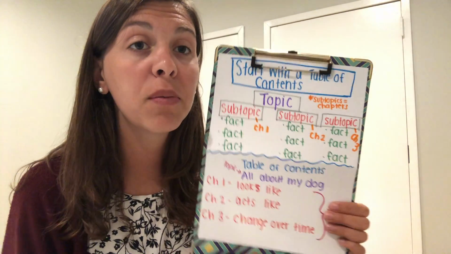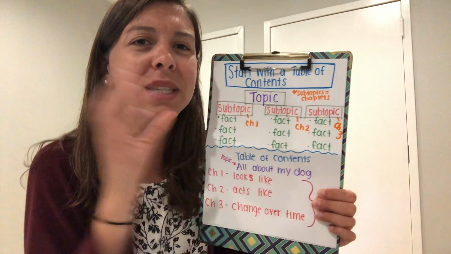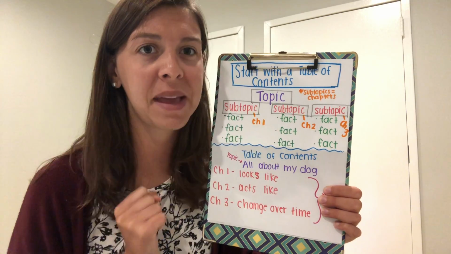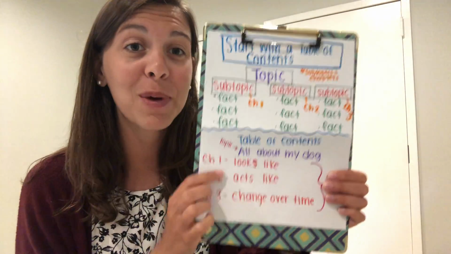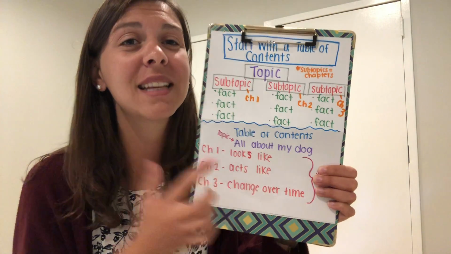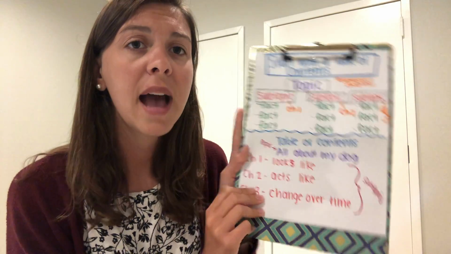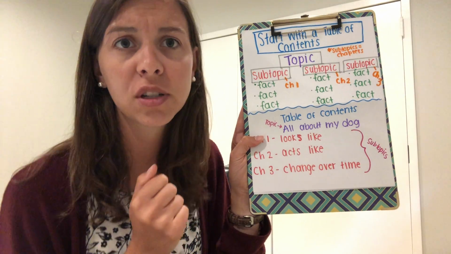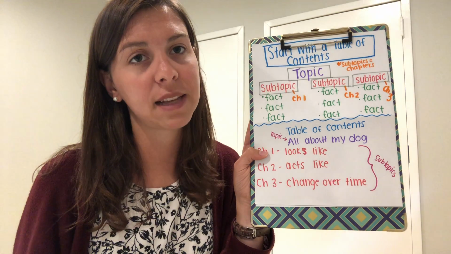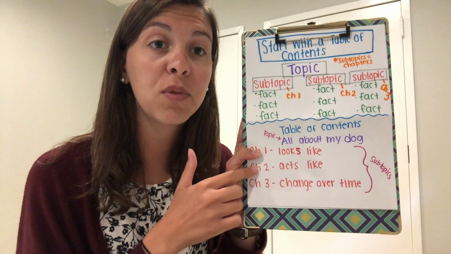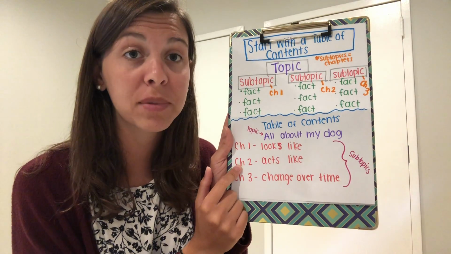So basically what we do is we think of a big idea topic, then we think of some subtopics, some smaller ideas that connect to that main idea, and then we think of some facts that go under each one. When we do that, we can create a table of contents, and that's going to help you plan when you write. So when I go back and look at this table of contents, I know that my first paragraph or my first chapter is going to be all about what Daisy looks like, and I'm going to provide lots of details about that. Once I'm done, I would move on to how she acts, which is my second subtopic or chapter.